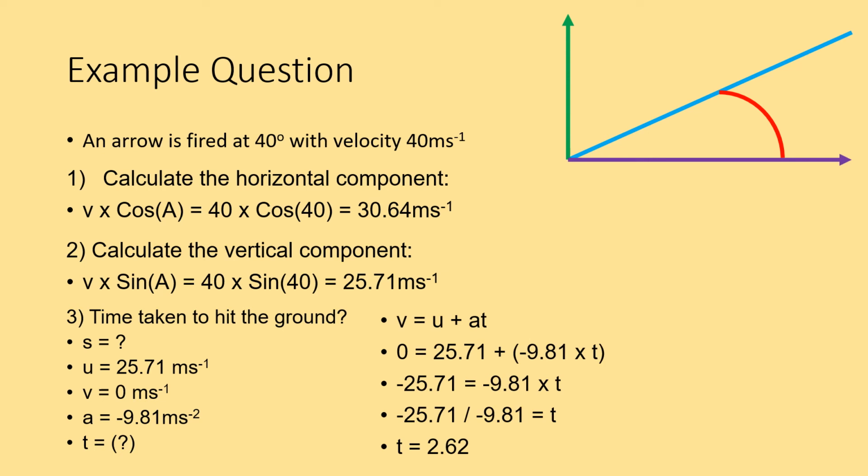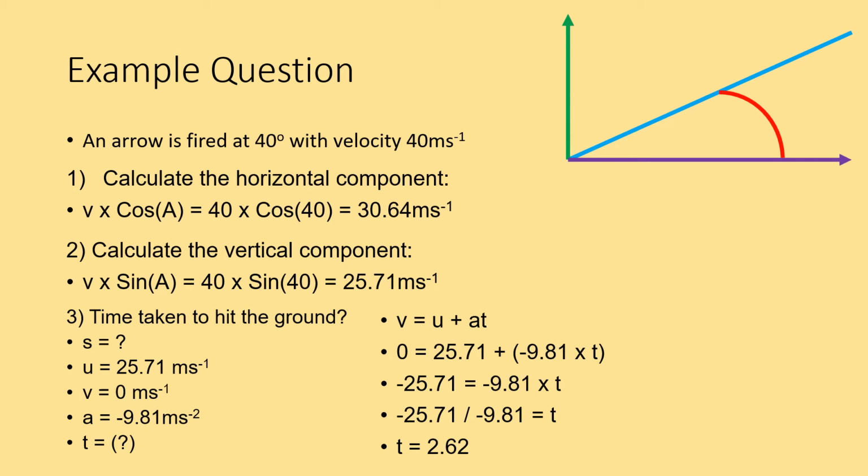So we use V equals U plus AT. That's the one we can use because we don't know the displacement. And again, we're going to substitute in. Zero equals 25.71 plus minus 9.81 times T. We then work through this and we end up with a time of 2.62 seconds.